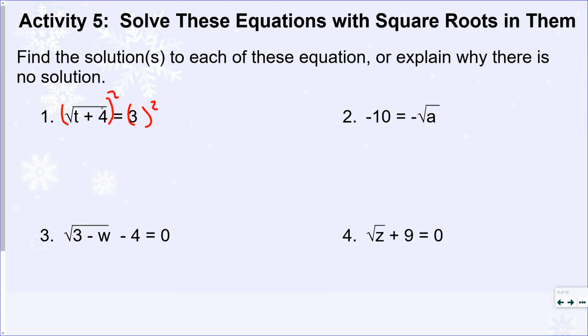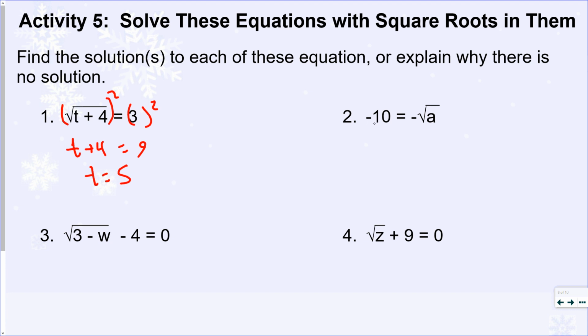And so here, it's pretty clear that root square cancel out. T plus 4 equals 9. Subtract 4, t equals 5. Does that work? You bet. Plug it in, root 9 equals 3. Awesome. Okay, what about this one?